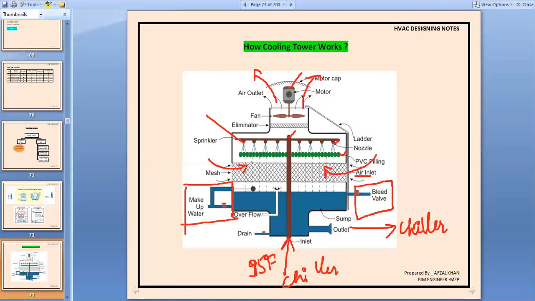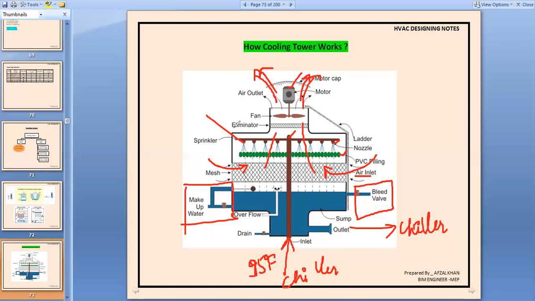So when the air passes through this passage and comes in contact with the PVC fillings, the water and the air, which is at normal temperature, come in contact, and heat transfer takes place from the water to the air. In this way the water gets cooled and the air becomes hot. The hot air goes out through the top of the cooling tower.